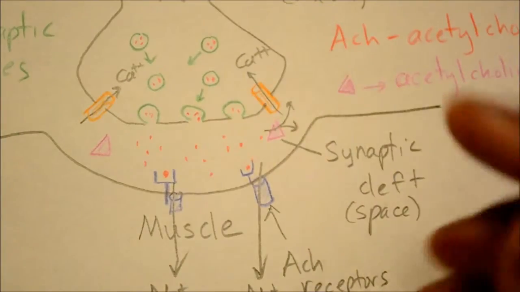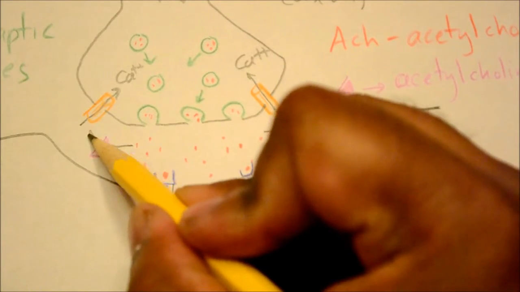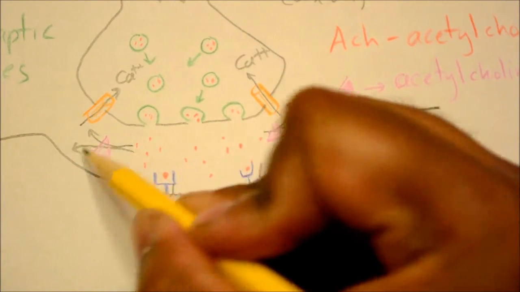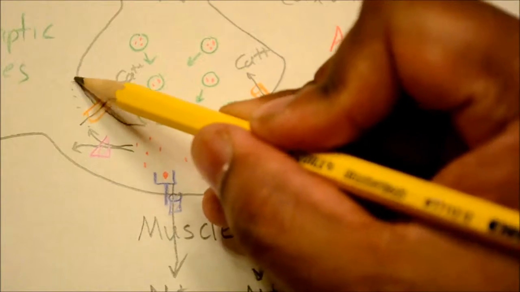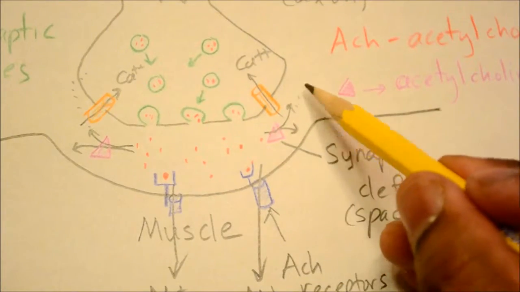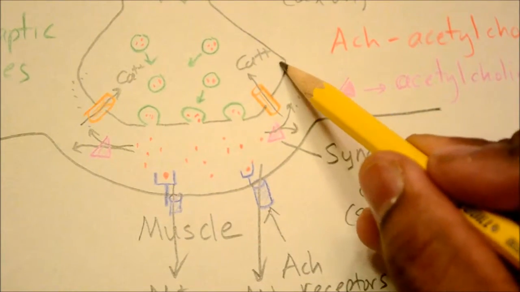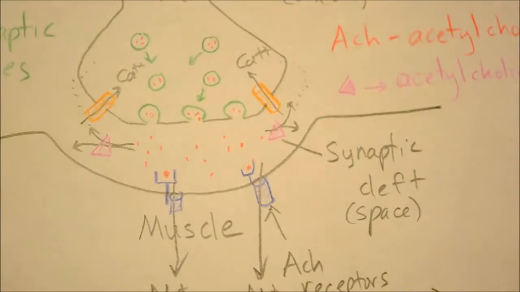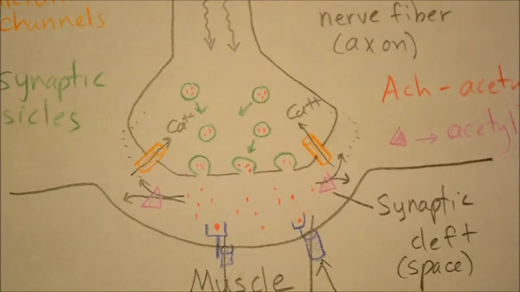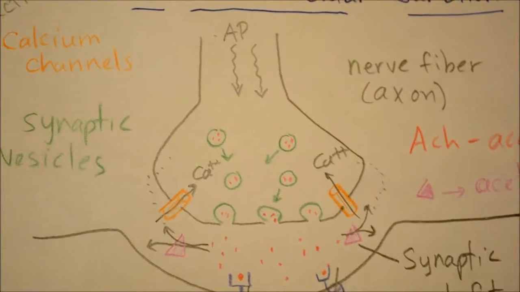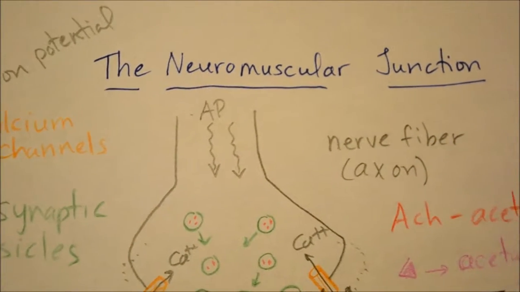The acetylcholine will not fit through the membrane. There's no way for it to fit through that nerve membrane. So it's got to be broken down. It goes back into the nerve, and then it's reformed into acetylcholine inside the nerve and placed back into the synaptic vesicles. That is the neuromuscular junction.